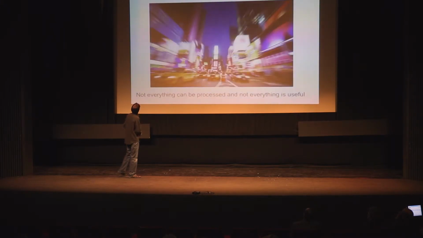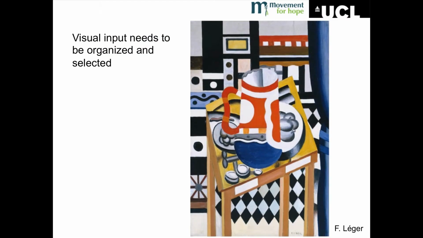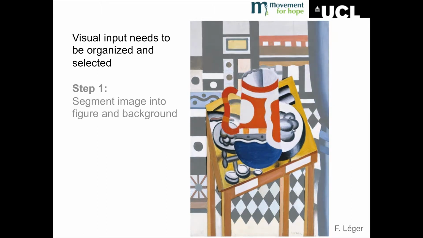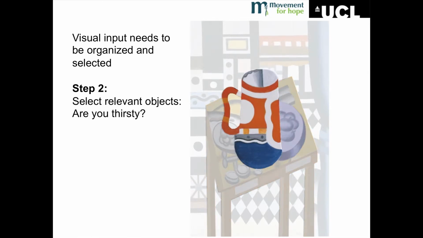So therefore, visual input needs to be organized and then selected. Here's another example of a visual scene. It's a rather busy background, and in front of it is a table with certain objects. So the first step is really to segment the figure from the background. So the figure is what is important for you, and the background is something that you want to ignore. So in this case, you want to separate the table and the objects on it from the background.